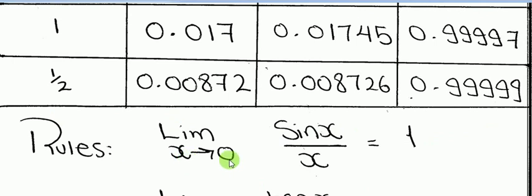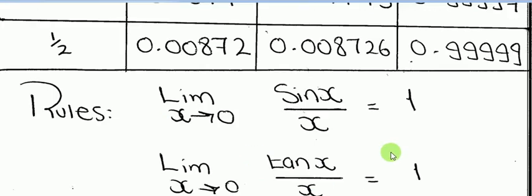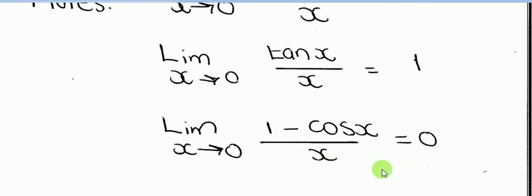So this is the rule we have here: limit as x approaches 0 of sine x over x is 1. And this is the rule we are going to work by. Another rule is also for tan: limit as x approaches 0 of tan x over x also approaches 1. The third rule: limit as x approaches 0 of 1 minus cosine x over x is 0.